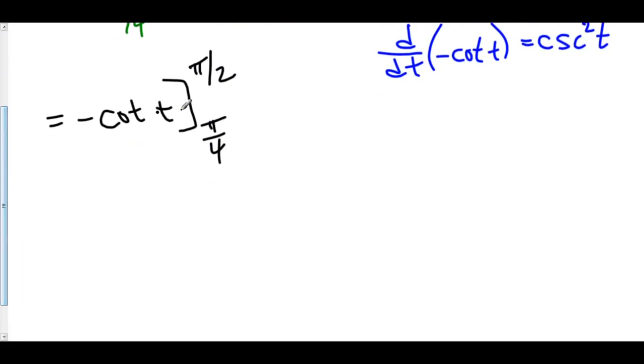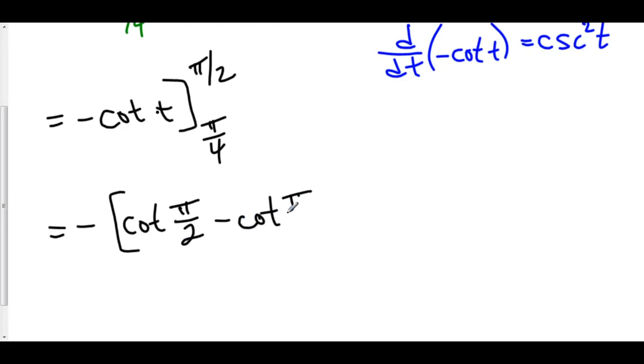Now whenever I plug in my b and my a using the fundamental theorem of calculus, part 2, I don't like having constants in front of my function, so I'm going to take that constant out just to make everything a little bit easier in terms of arithmetic. So let's plug in that pi over 2. We've got cotangent of pi over 2 minus cotangent of pi over 4.